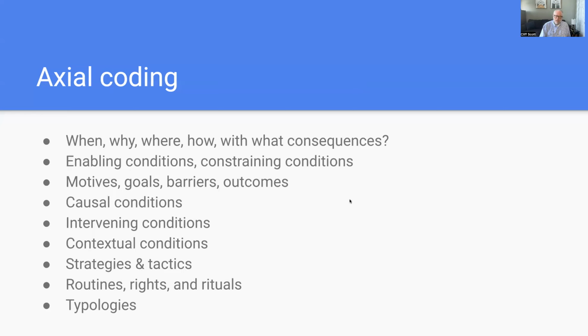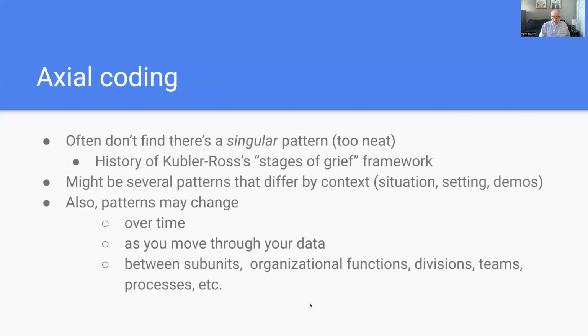and structure to a set of categories where theory is about identifying relationships between things. And this allows us to not just identify categories, but to build up to theory in terms of identifying relationships between categories. Often we don't find that there is a single pattern.